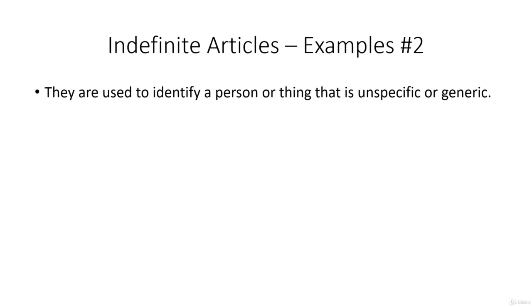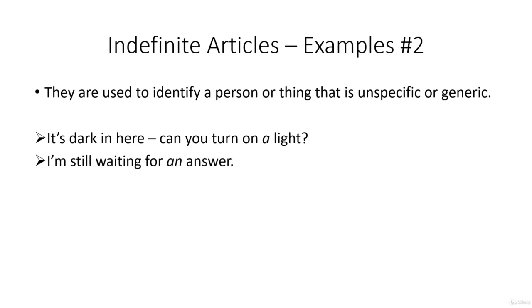And we use indefinite articles to identify a person or a thing that is unspecific or generic. Now, it's dark in here. Can you turn on a light? In other words, I don't really care which light. I'm not bothered, but any light will do, not a specific light. I'm still waiting for an answer. I don't know what the answer is, but I'm waiting for it.